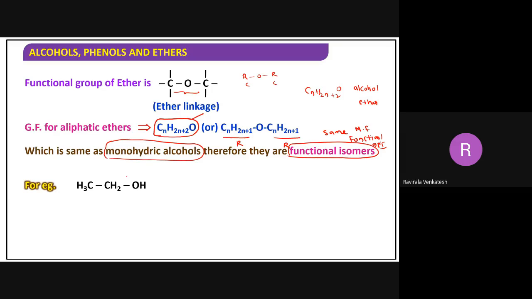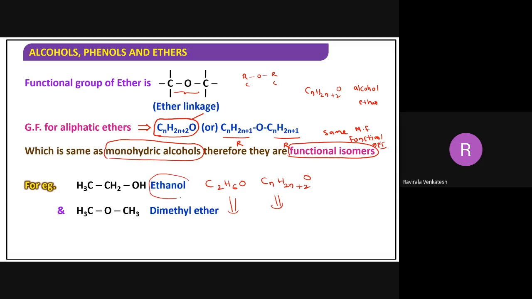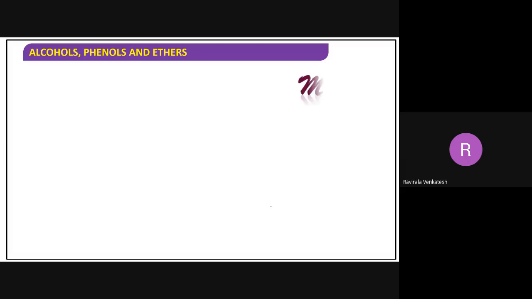For example, take ethyl alcohol, the general formula is CnH2n+2O only, C2H6O. But the functional isomer will be, I am writing, C2H6O. The general formula is CnH2n+2. For this one also, the same formula. Why? Because alcohol and ether both are functional isomers. This is an important thing you need to remember.